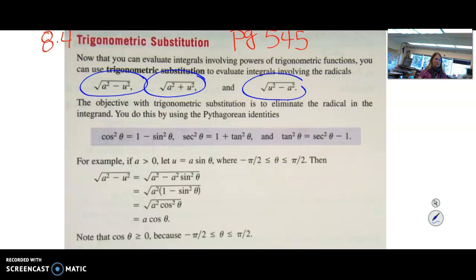And so what we're going to do is use Pythagorean identities. The way that we first learned it was sine squared x plus cosine squared x equals 1, but you can rearrange it and you can use any variable. So cosine squared theta is equal to 1 minus sine squared theta. That's one Pythagorean identity. This is another: secant squared theta equals 1 plus tangent squared theta. And tangent squared theta equals secant squared theta minus 1.